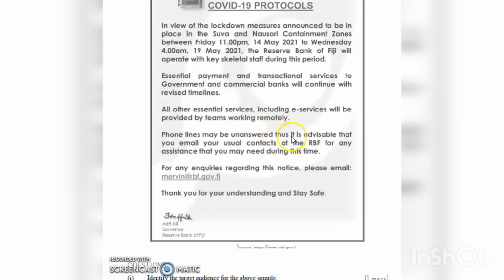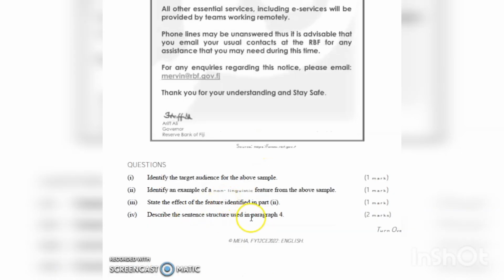Now let's look at the question: describe the sentence structure. You have to write it down in detail. So it's a complex sentence which has one dependent clause with an independent clause. The second part of your answer, because it will get you 2 marks, is that it clarifies. Remember, complex sentences give extra information, so it makes it clearer what the notice is about. That's why we have different sentence structures.